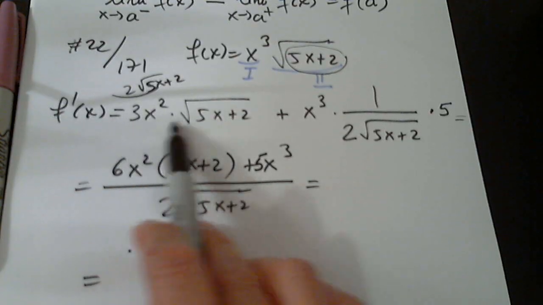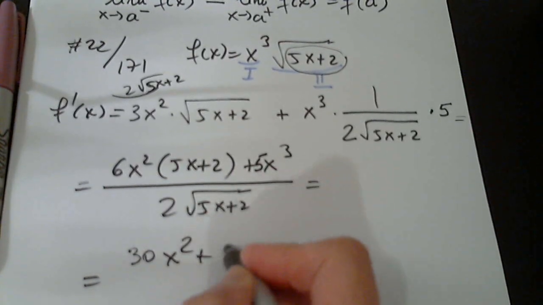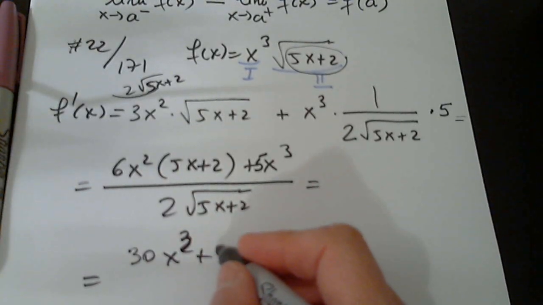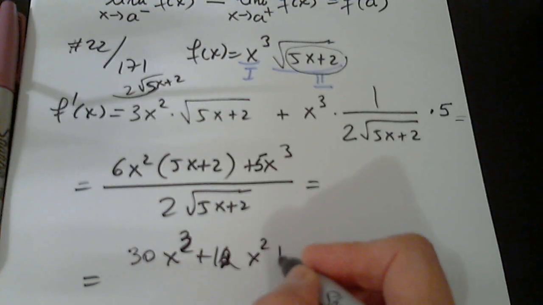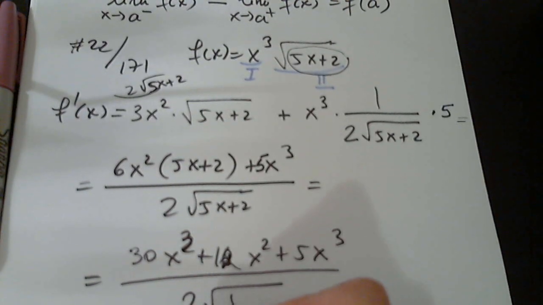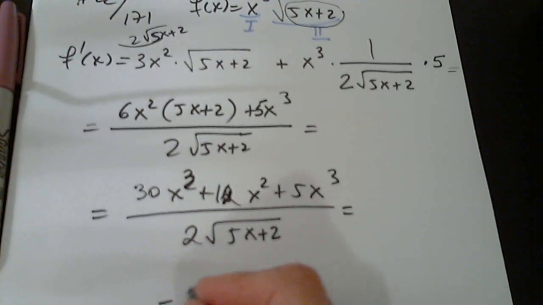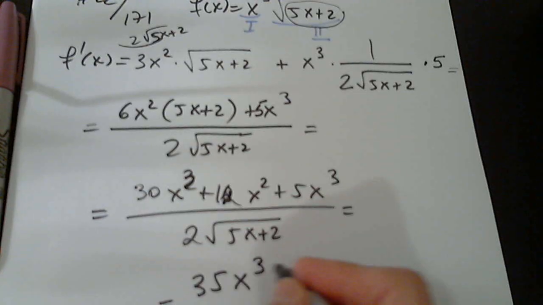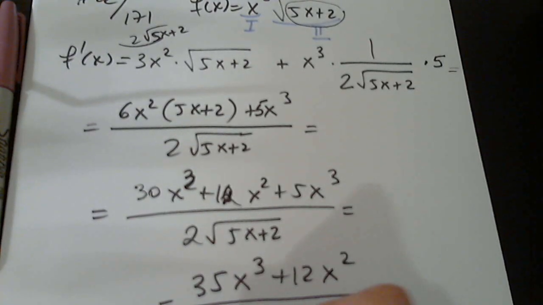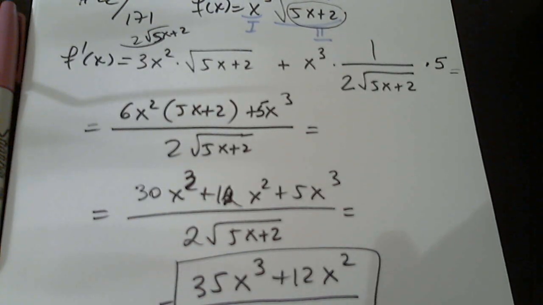I'm just checking that. Okay, so I have 30x squared plus 30x cubed plus 12x squared plus 5x cubed over 2 the square root of 5x plus 2. Combine like terms, and finally I have 35x to the third plus 12x squared over 2 the square root of 5x plus 2.